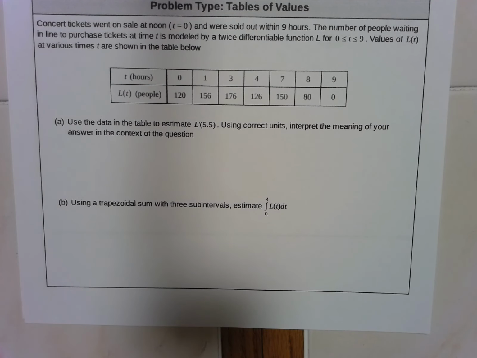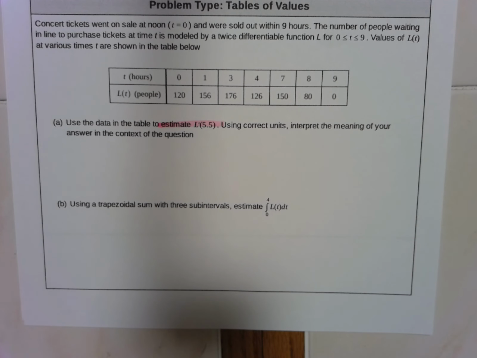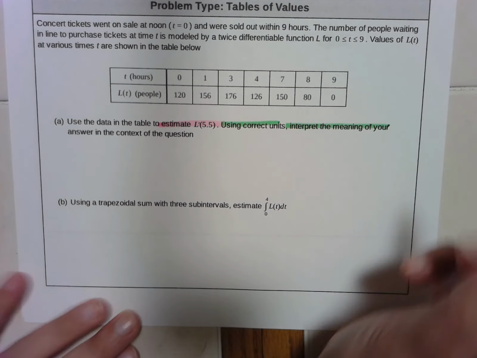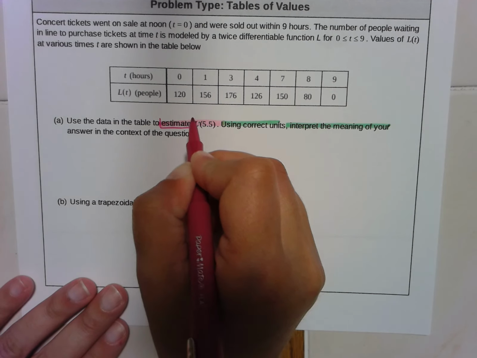So for part A, it says use the data in the table to estimate L prime of 5.5, and then using correct units, interpret the meaning of your answer in the context of the question. It's really important here to read the directions carefully because there are two parts to this question. First, we need to estimate L prime of 5.5. Then, using correct units, we need to interpret the meaning of our answer. So let's start with just the estimation. In order to calculate a derivative exactly, we would actually need a function. So because it says that we have to use this table, we're going to be coming up with an estimate.